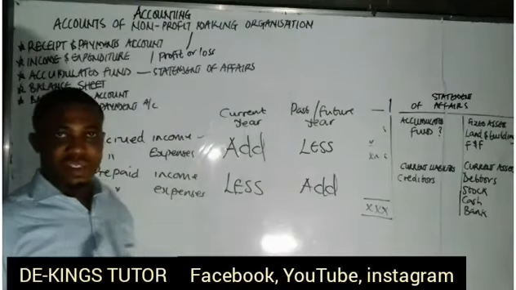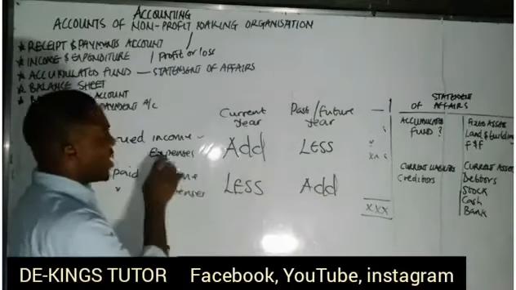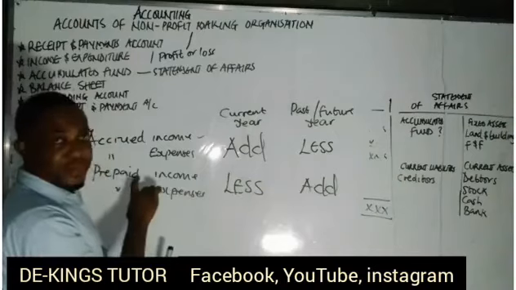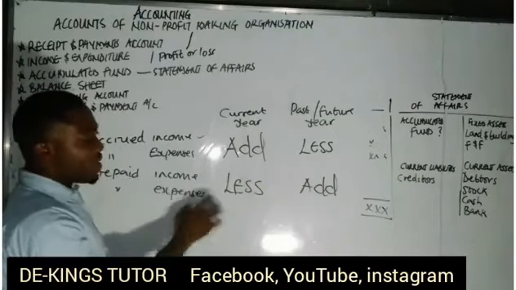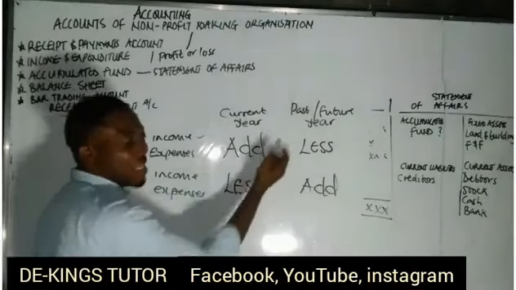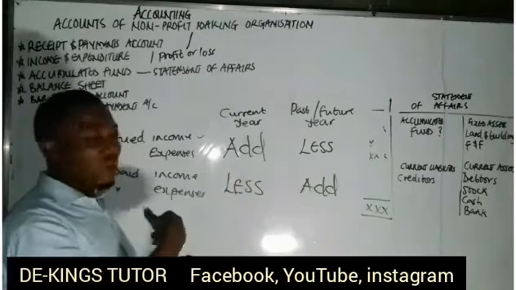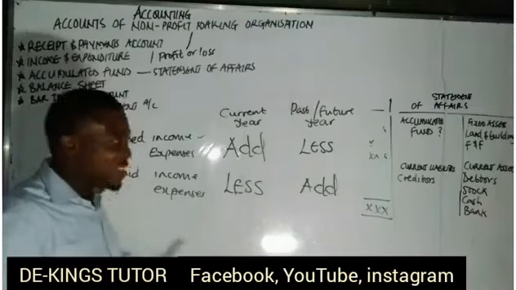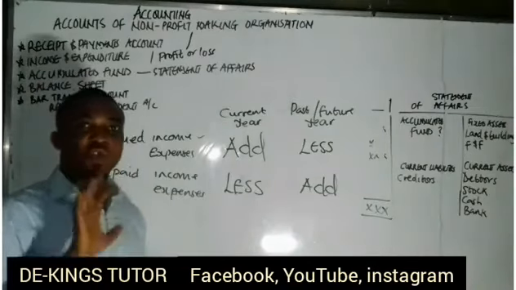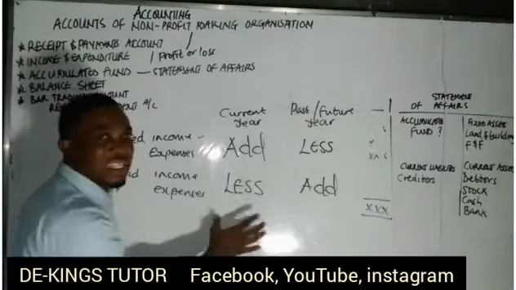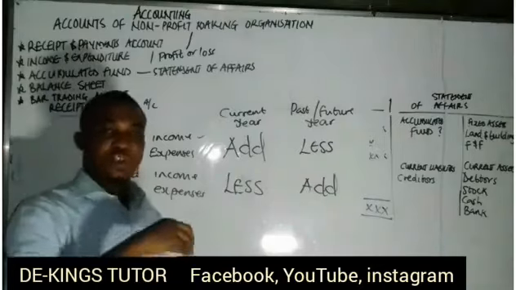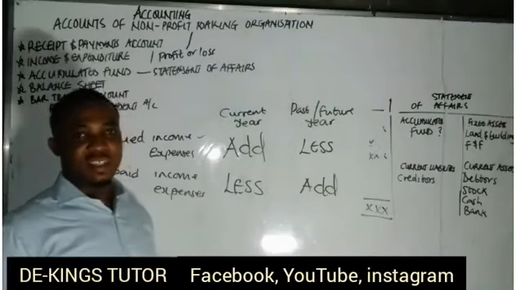This is the rule, the simple rule. For the current year, all accruals, either income or expenses, you add, and for prepayments, either income or expenses, you deduct from the given value. But if it's for a past year that I'm making reference to, or a future year that is not the current, you do the opposite of what you do for the current year. So you should just take cognizance of the current, then you know that if it's not the current, what you are doing is supposed to be the opposite of what you do in the current year.